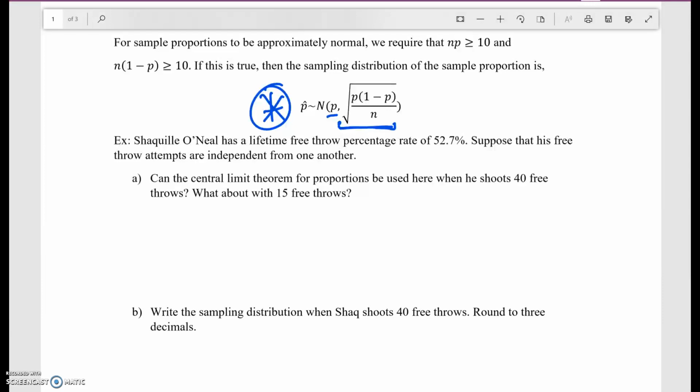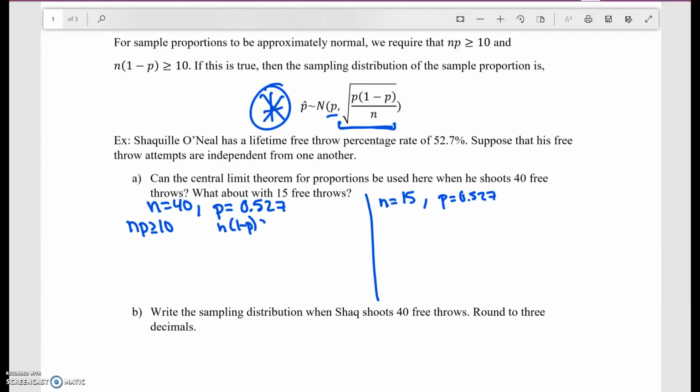First, let's check 40. When n is equal to 40, Shaquille O'Neal's free throw percentage rate isn't going to change, so p here is going to be 0.527. In order to check, I need to know that n times p has to be greater than or equal to 10, and n times 1 minus p also has to be greater than or equal to 10. So n is 40, so 40 times 0.527.